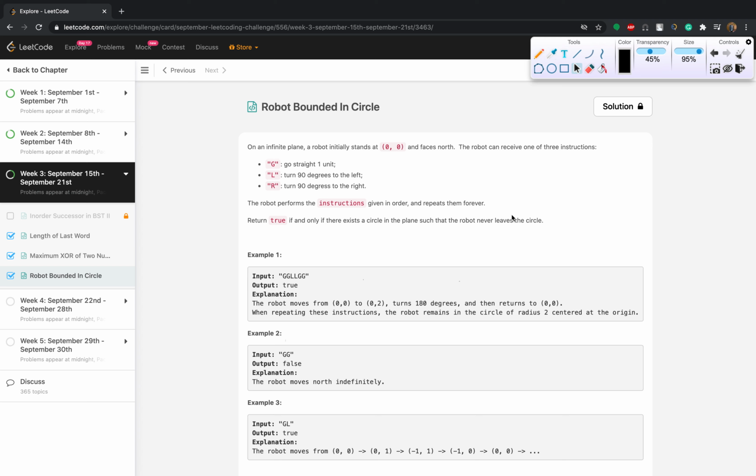And once it has received all the instructions, we need to verify if the robot comes back to the original position 0, 0, or is it on the way to 0, 0. So what it means is it should not face north if it is on the way to 0, 0. So we need to verify two things. One is the direction where the robot is moving, and we need to verify the final point where the robot is. These two are the outputs which we need to get.